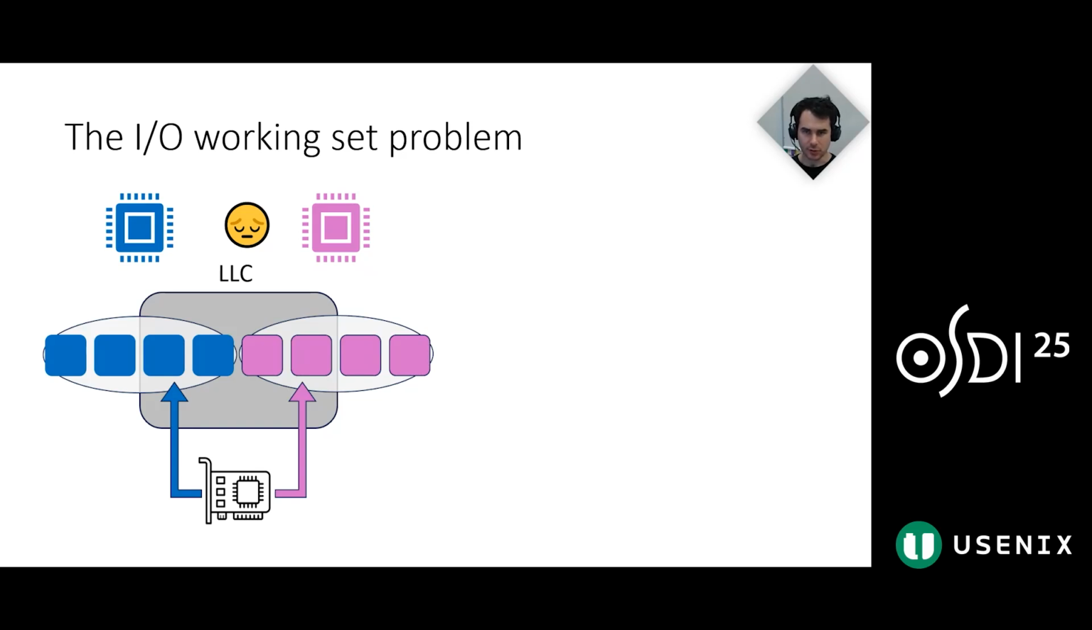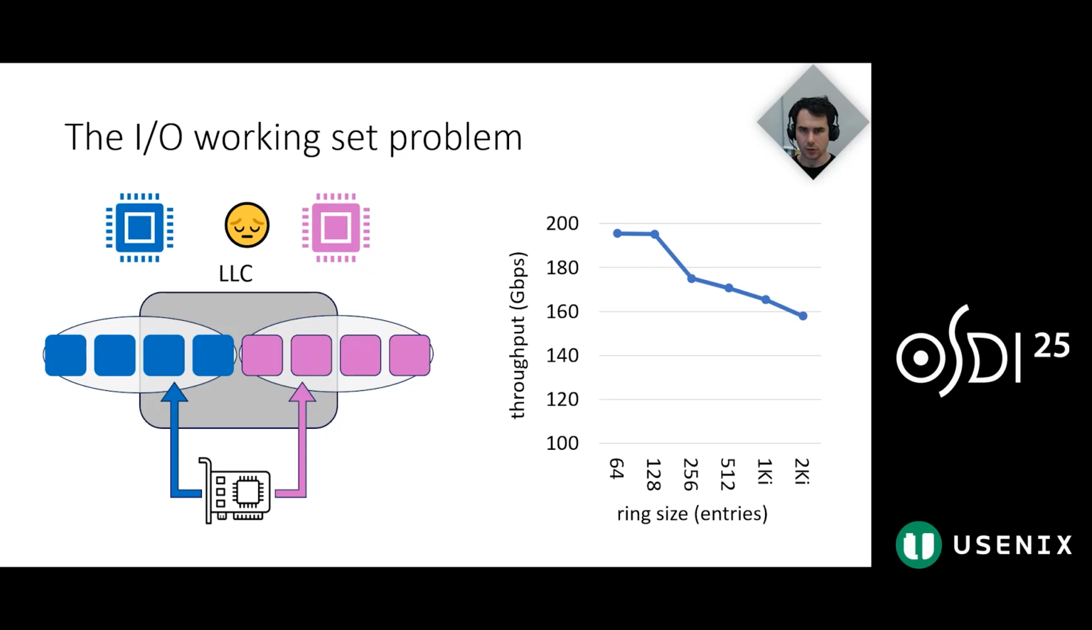To demonstrate the cause of a large working set, we run an experiment with a synthetic network function that receives packets, accesses memory twice per packet, performs routing, and sends packets out to the wire. We run this network function on all CPU cores, and we load it with 200 gigabits per second using an open-loop load generator. The following figure shows throughput in gigabits per second as a function of ring size.